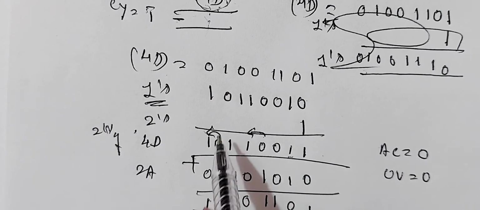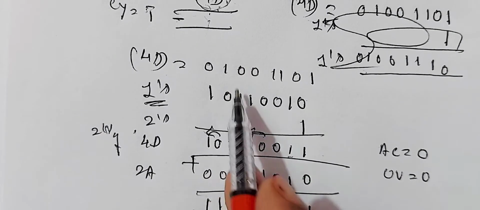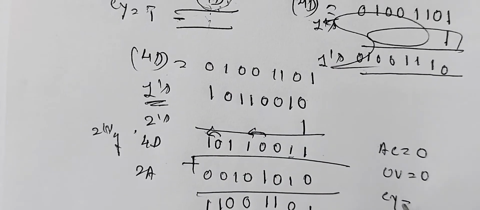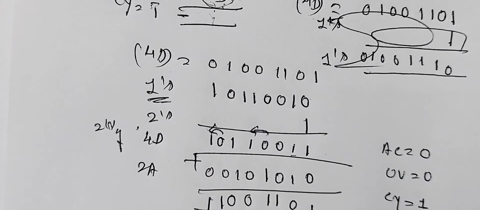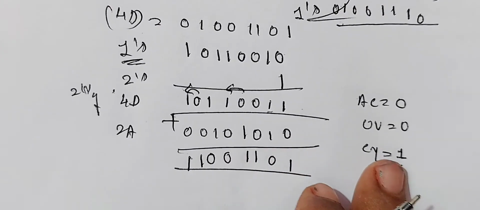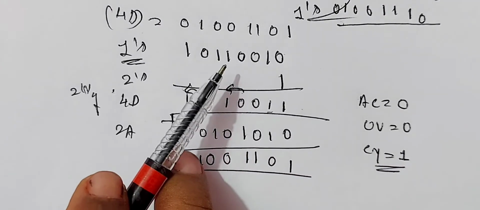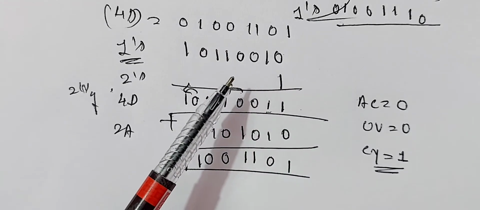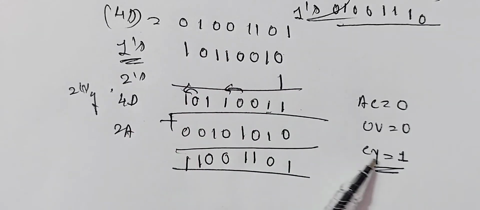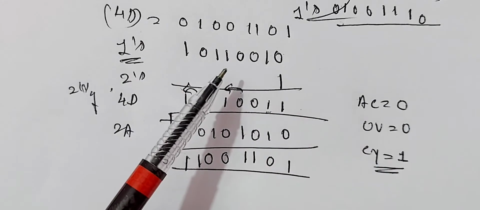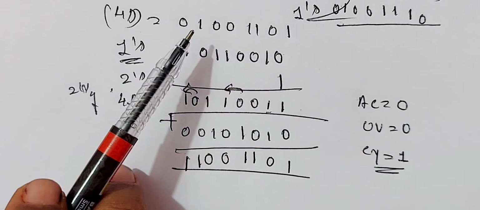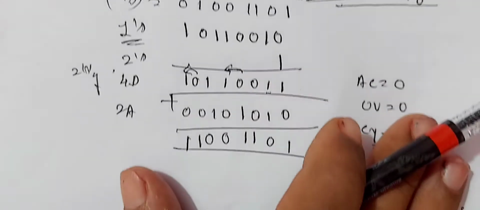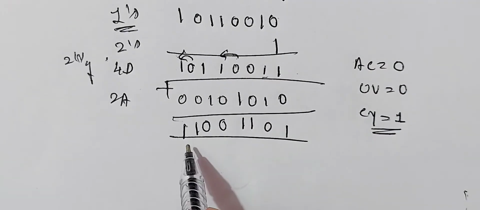But you are subtracting the higher number from the lower number, so the result is negative. Therefore, even though there is no carry, we will make the carry flag as borrow 1, because you are subtracting a higher number from a lower number. When you subtract a lower number from a higher number, the carry flag is set to 0. When you subtract a higher number from a lower number, the result is negative and the carry flag is set to 1. And what is the final result?